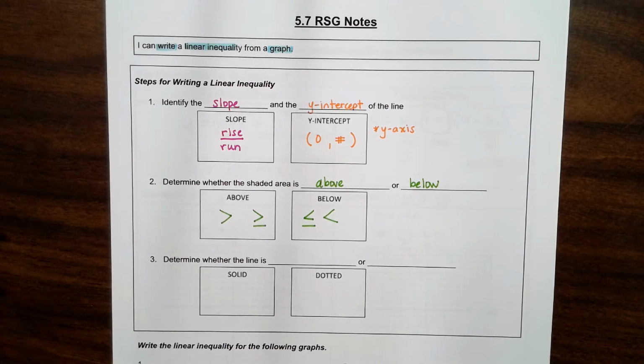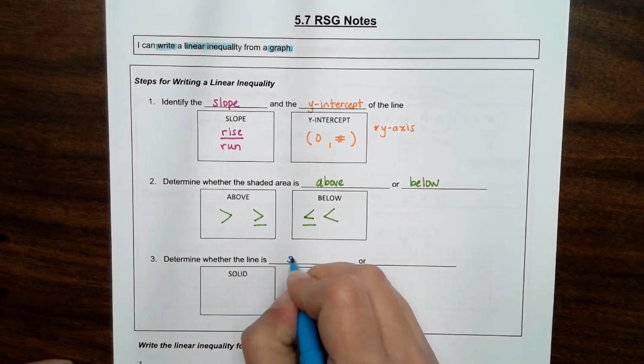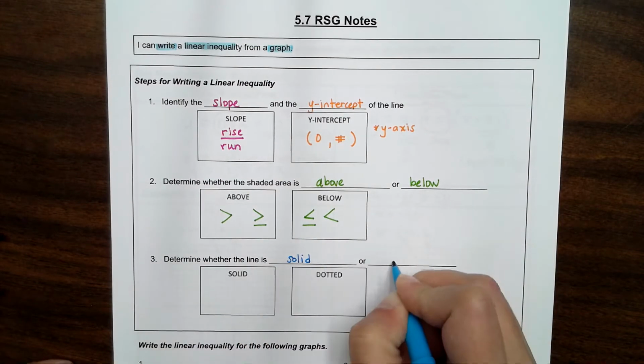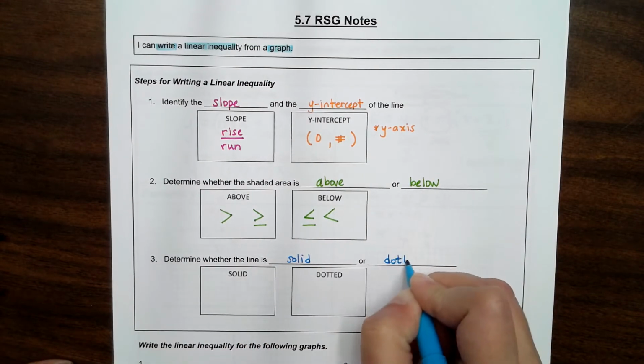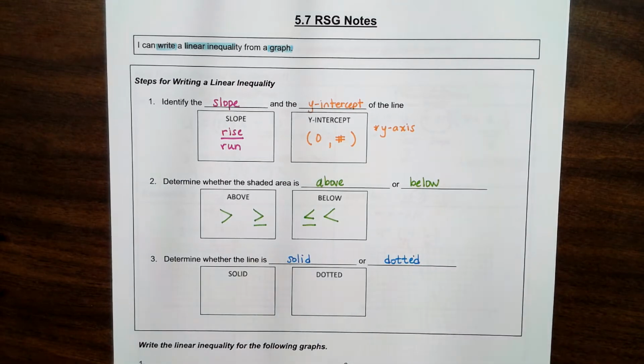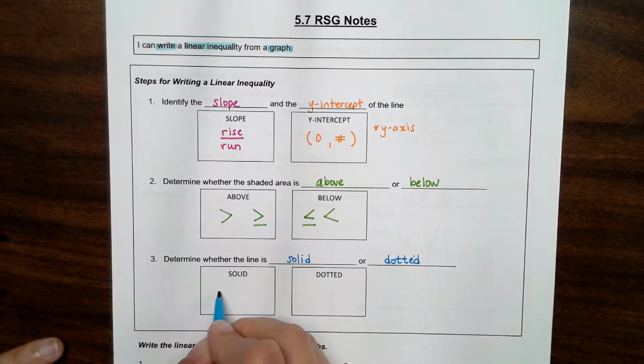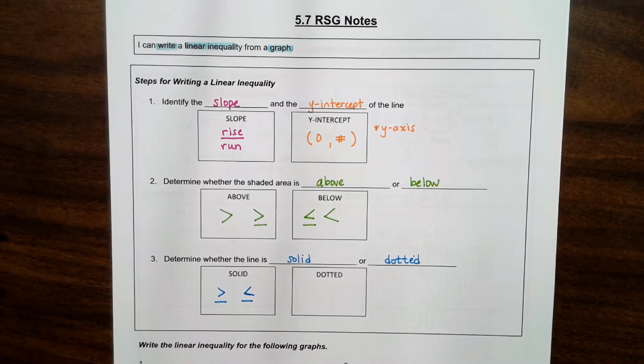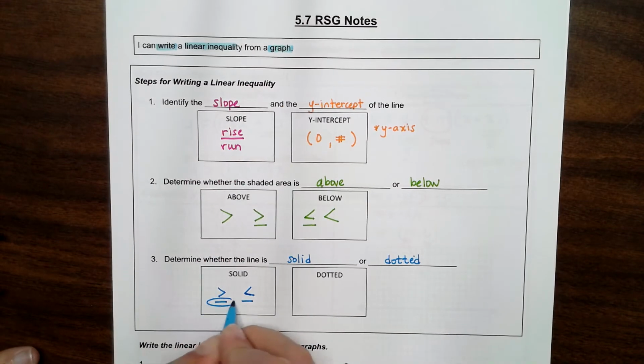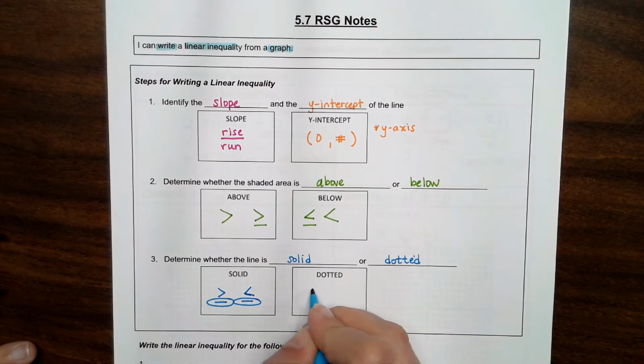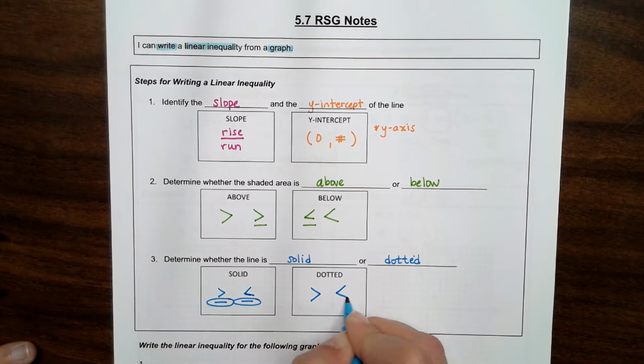Then we should look at the line and determine whether the line is solid or dotted. If the line is solid, so in other words, there's no holes in it, we're going to use an equal to. So we would use a greater than or equal to or a less than or equal to. The equal to is kind of the important part here. If the line is dotted, so there are holes in it, we would use just a plain greater than or a plain less than. All right, let's take a look at some examples.